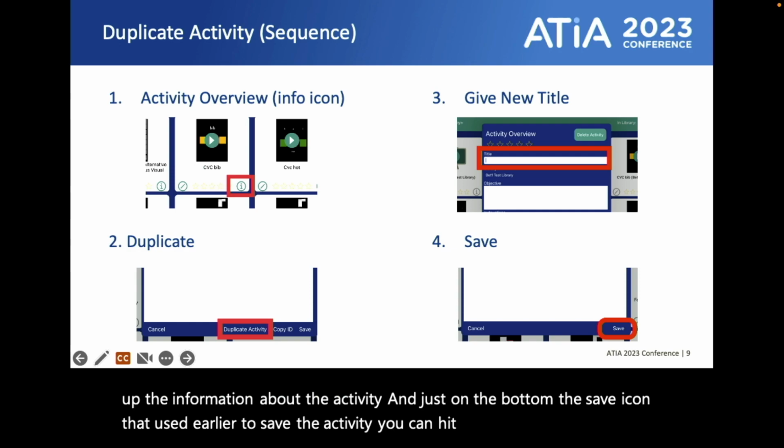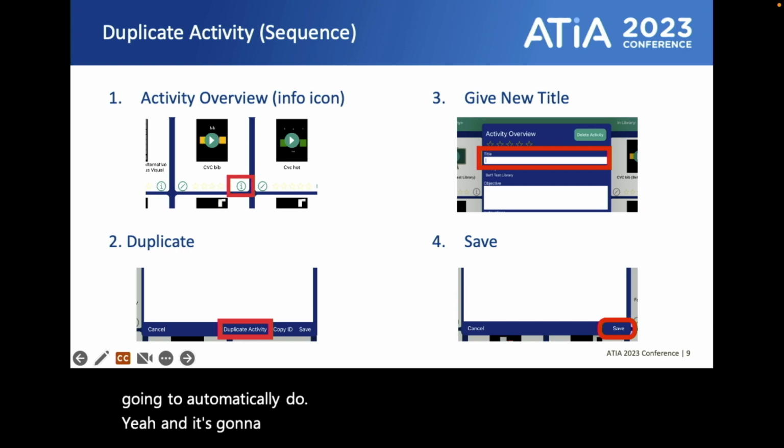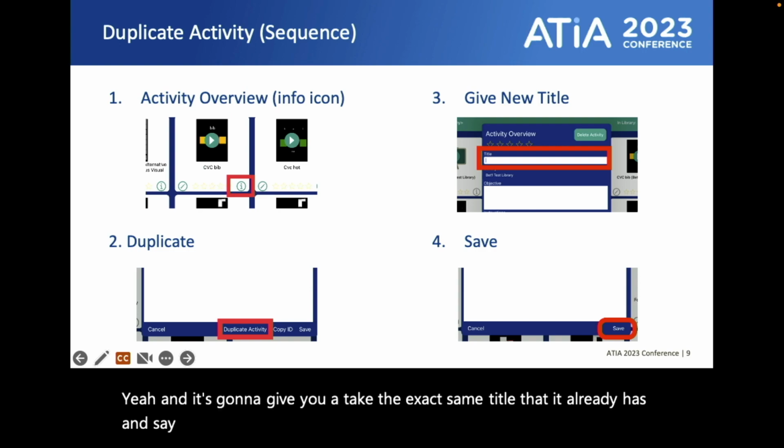It's going to automatically do that, and it's going to take the exact same title that it already has and say copy next to it, and then you can just rename it and give it whatever title you'd like, and then save that accordingly.